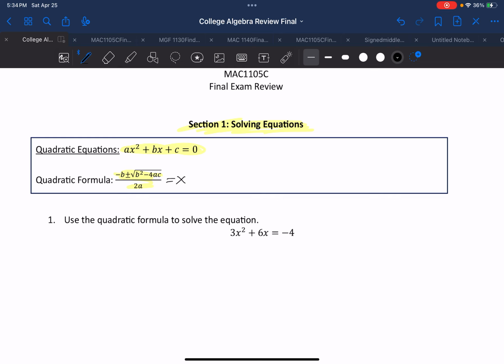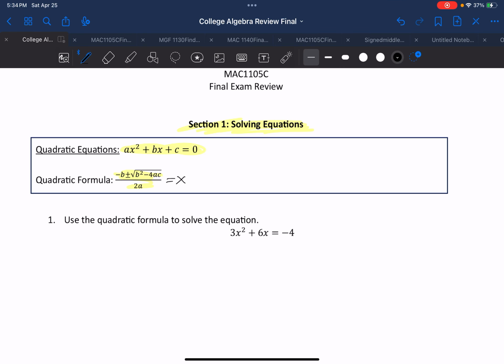Okay, so for number 1, it's specifically telling me to use the quadratic formula to solve the equation. On your final exam, it'll also say this for this question. So I copied the way that they even worded the question on the exam. So this will at least give you a hint on how to solve it.